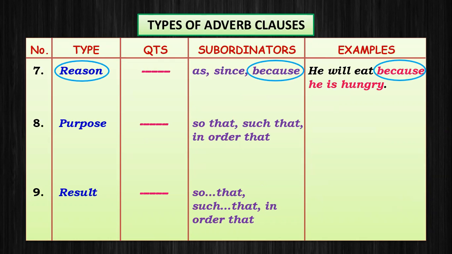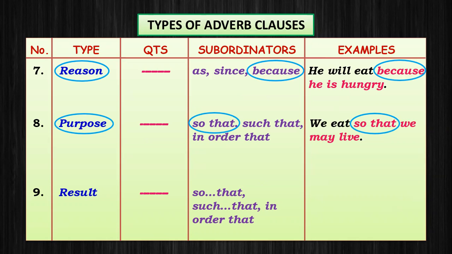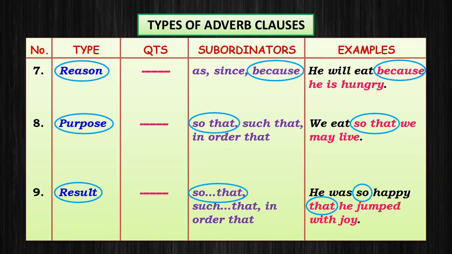He will eat because he is hungry. So because it's a reason. We eat so that we may live. So that. But he was so happy that he jumped with joy. Look at the difference between purpose and result. They both use the same conjunctions, but in a distinctive way.